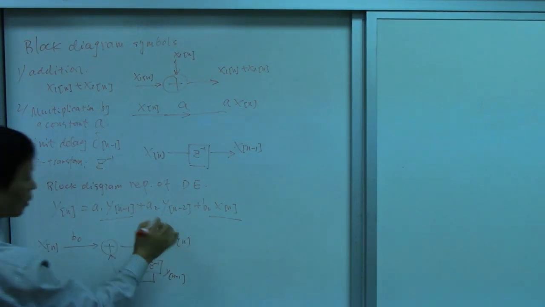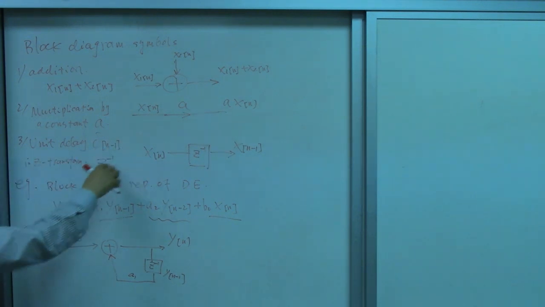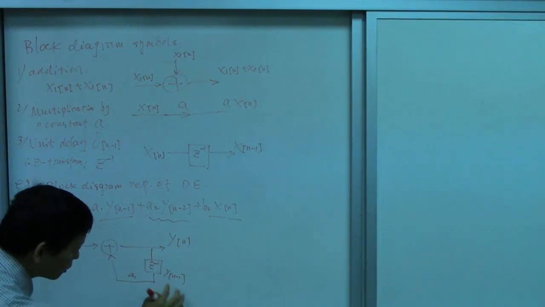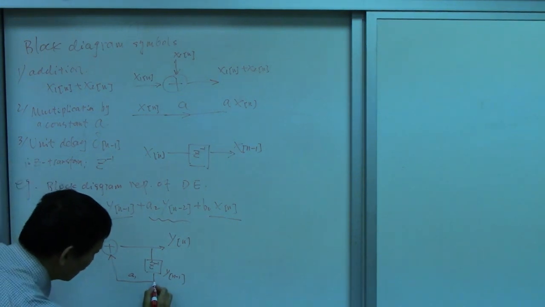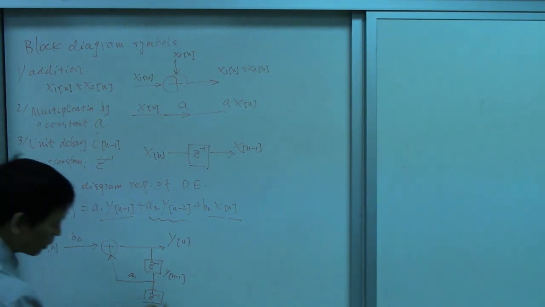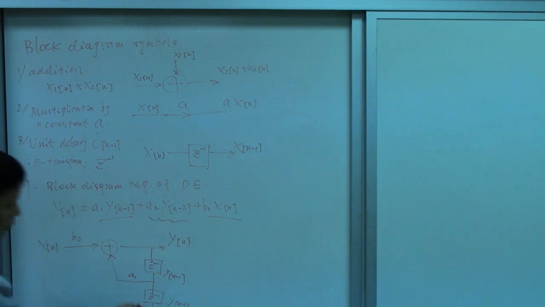Now we need to consider this term. This term is Yn minus 2. We have only one unit delay here, and we know this is one time delay from Yn minus 1. So we go from here. This is Yn minus 1. Then we delay one time again, so z to the negative 1. And this gives us Yn minus 2, because it's a unit delay from the unit delay of Yn.